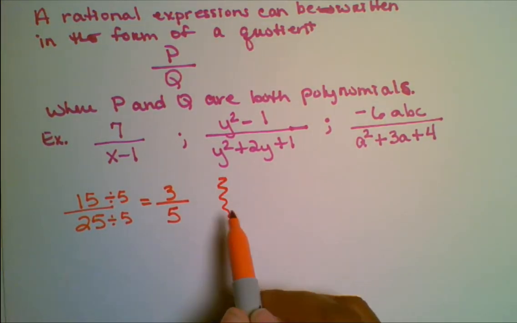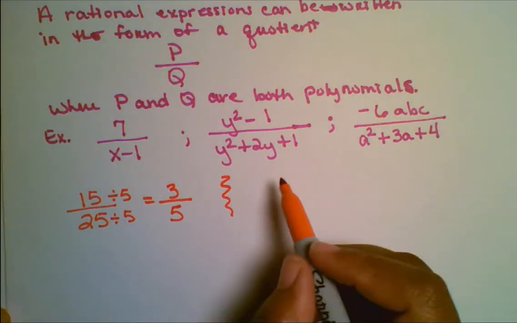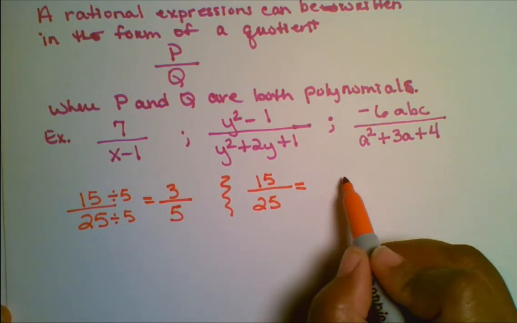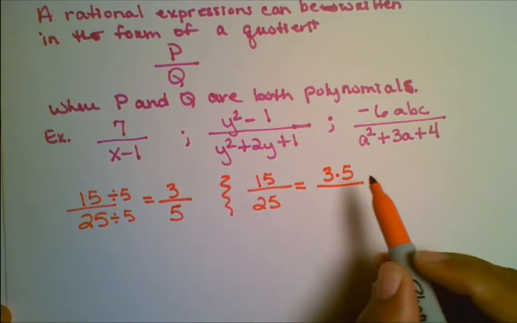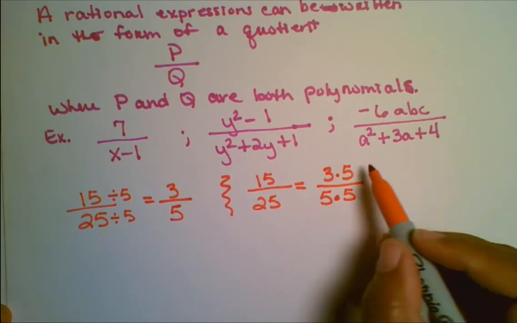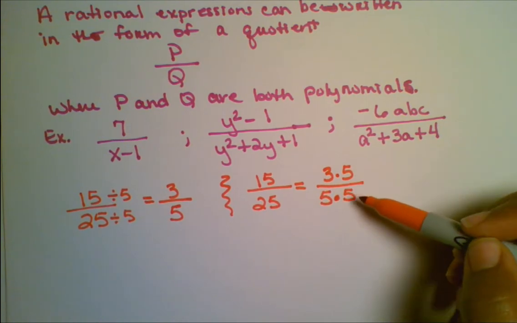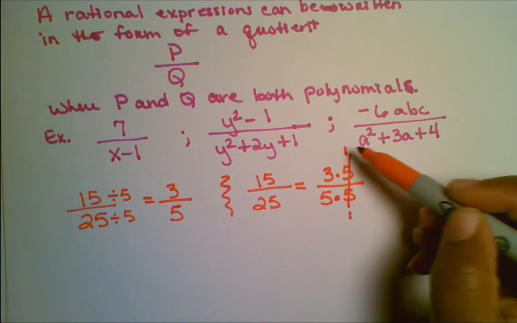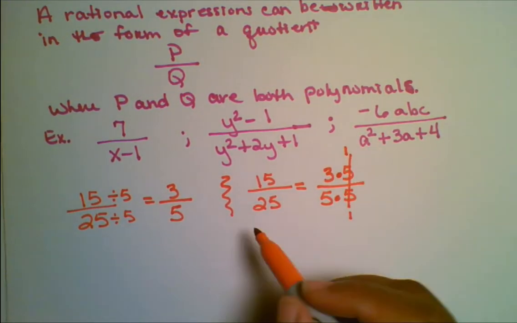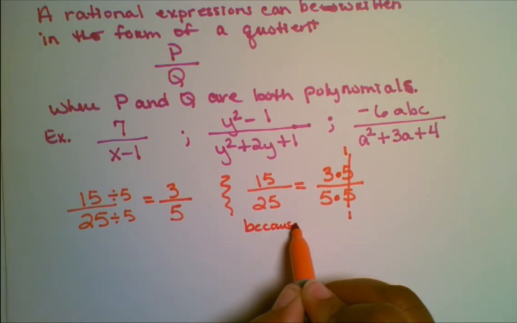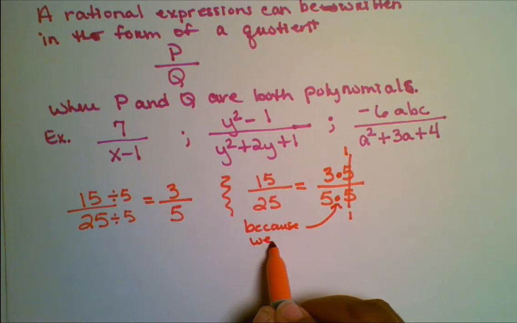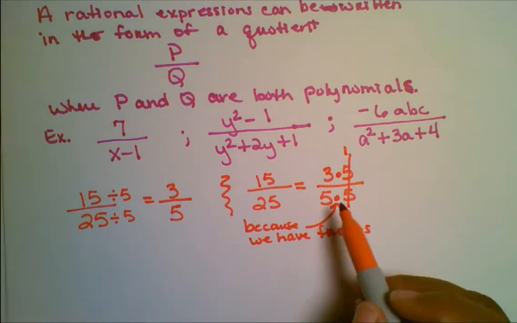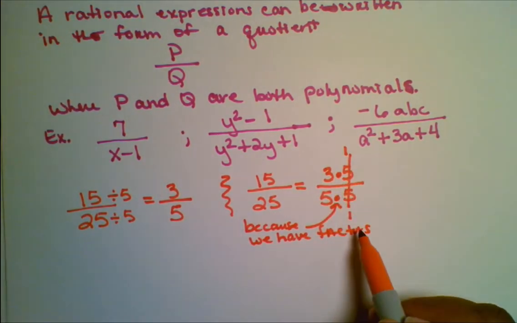What if, instead of saying let's divide by 5, we write the factors of 15 and the factors of 25? The factors of 15 are 3 times 5. The factors of 25 are 5 times 5. Notice that at this moment we can divide out the fives, meaning it reduces to 1, because we have factors. Because it's a times, we are allowed to divide out the fives.